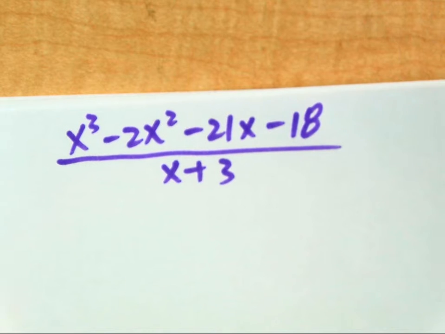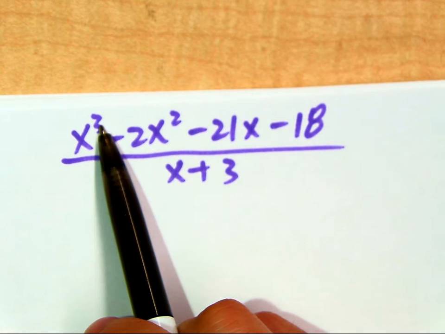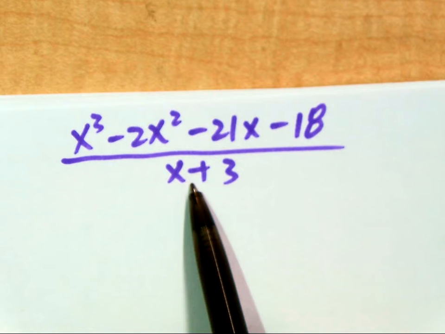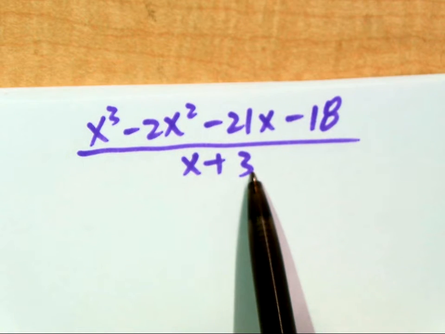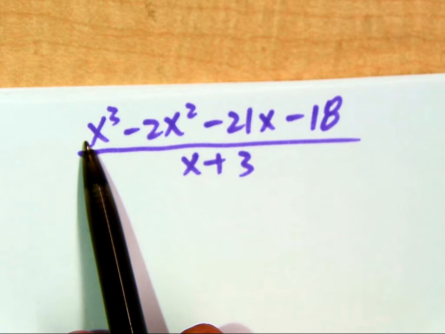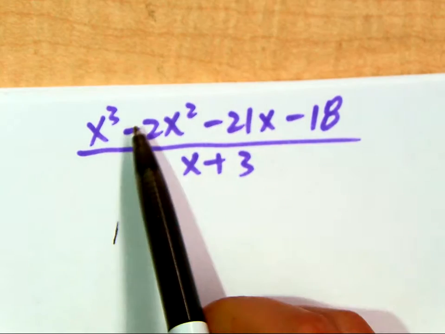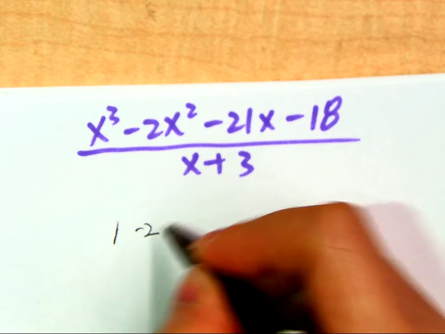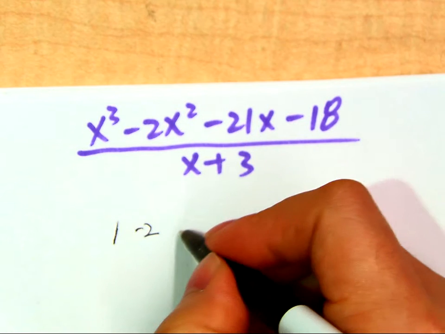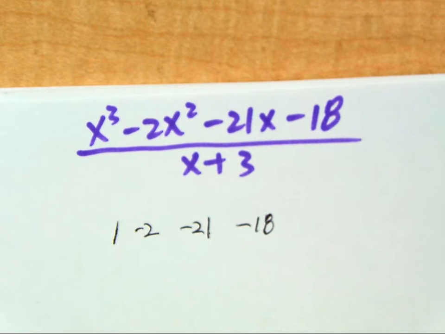When we do synthetic division, the numerator is a polynomial function with degree 3, and now I want to divide it by x plus 3. First, bring down the coefficients of the numerator and put them in order. So this will be 1, this number will be negative 2, this number will be negative 21, and then negative 18. Okay, that's the first step.